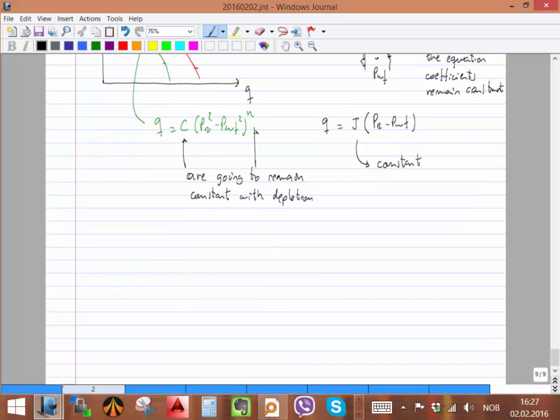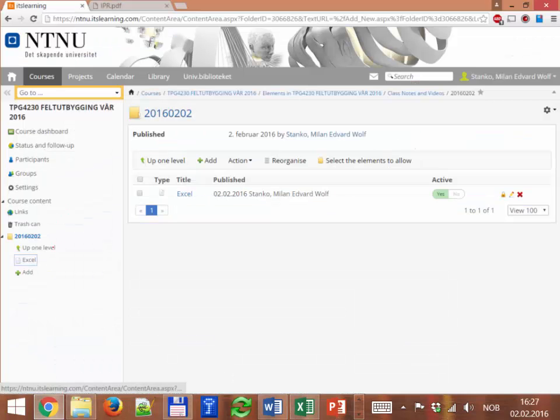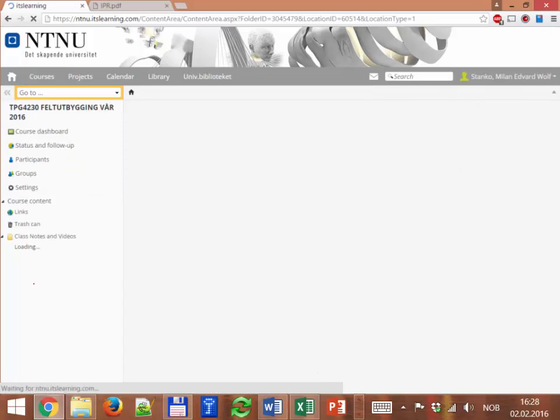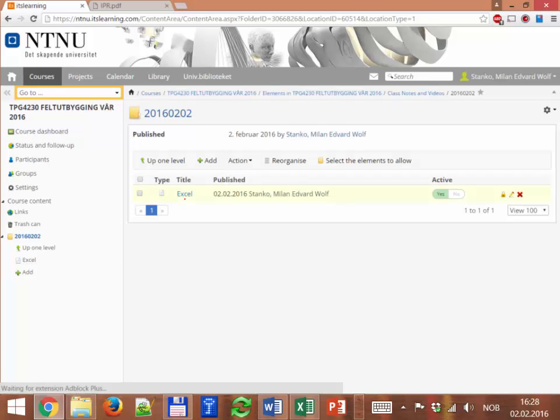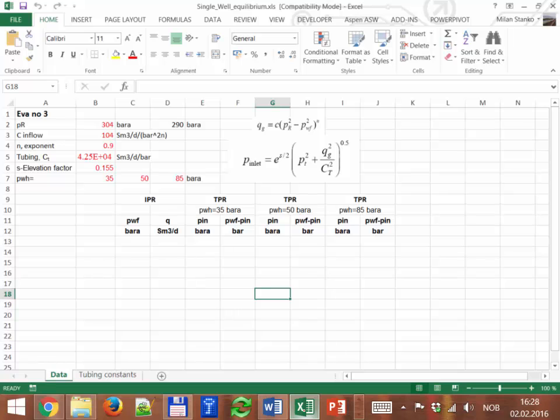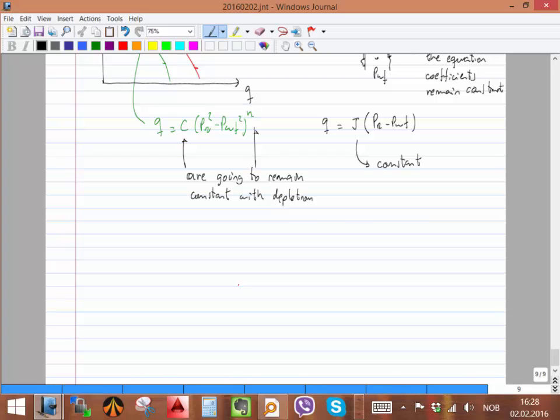I hope you have brought your computer. So you go to the folder of today, classes and lectures, class notes and videos, the lecture of today, and you have this Excel file. So please open it. Oh, we are missing one thing before we go to the exercise. We talked a lot about the inflow, but if we want to make an exercise on equilibrium, what do we need? The tubing equation. We were missing that.